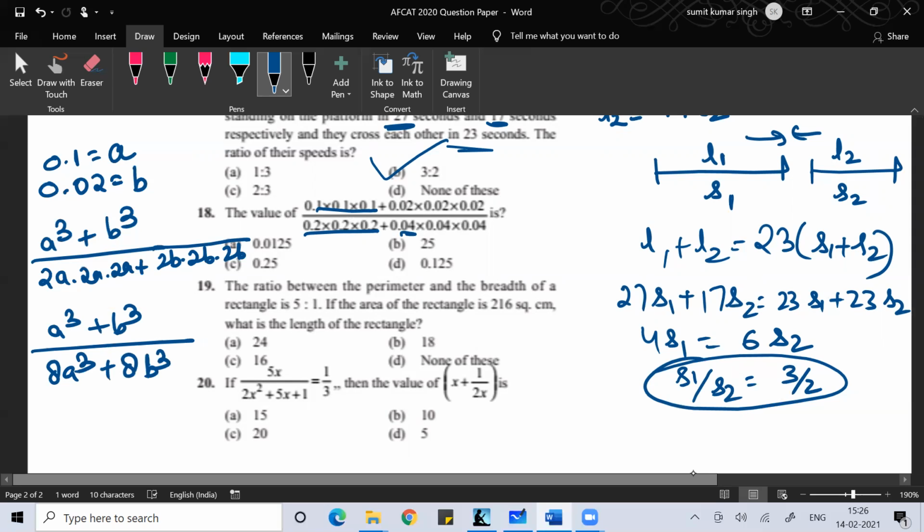If I take 8 common, I'll get 1 by 8. A cube plus B cube will get cancelled. What is 1 by 8? 0.125. The answer for this is option D. Very simple questions are there. Okay.